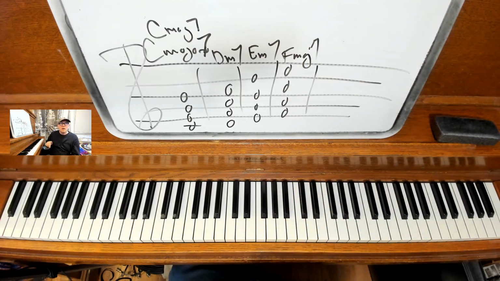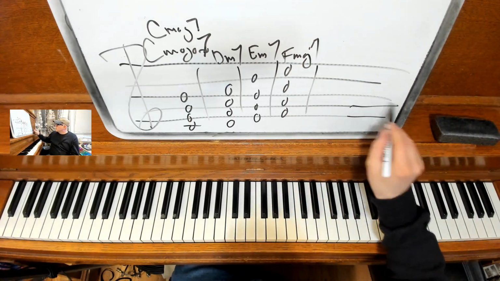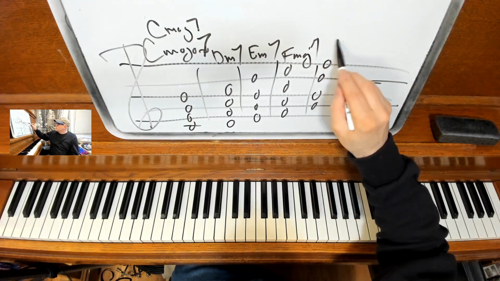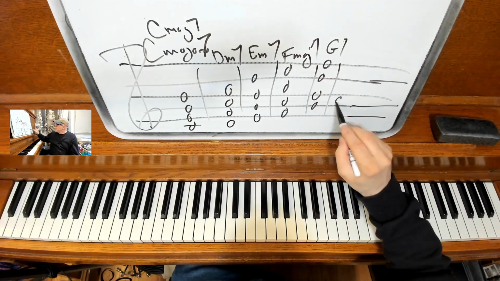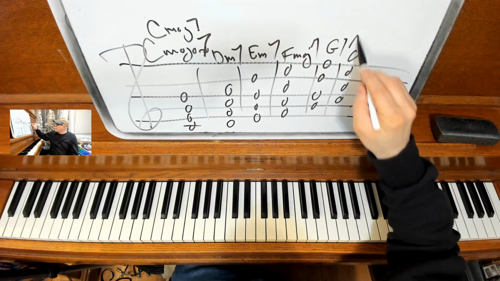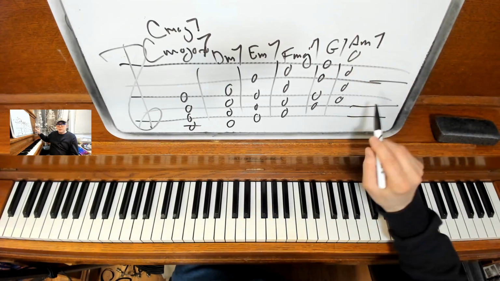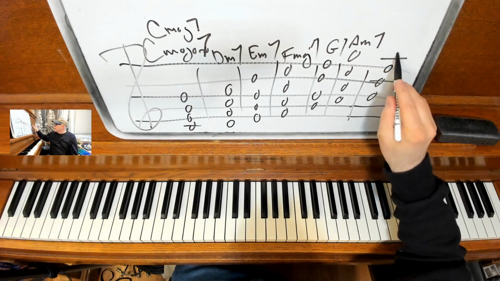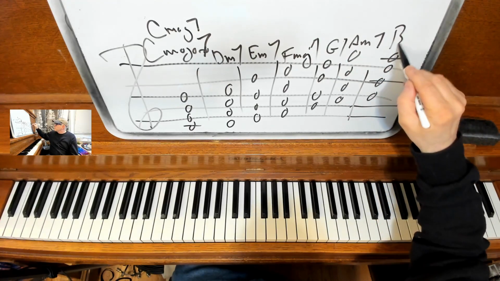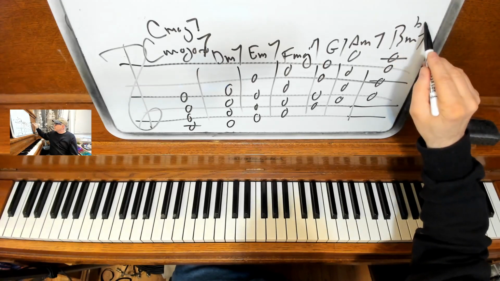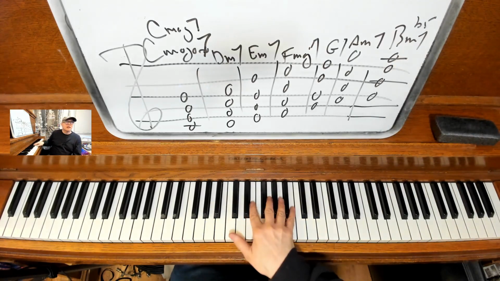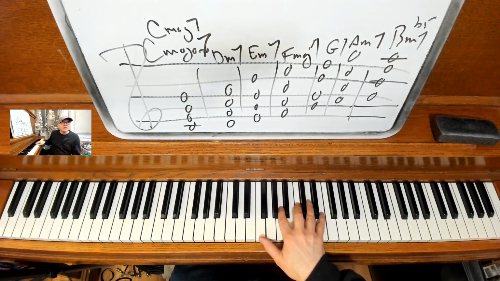And I'll explain why those chords are what they are, okay? G, B, D, F, G7, A, C, E, G, A minor 7, and B, D, F, A, B minor 7, flat 5, and I'll explain what that means, okay? But those chords would sound like this, all white keys.